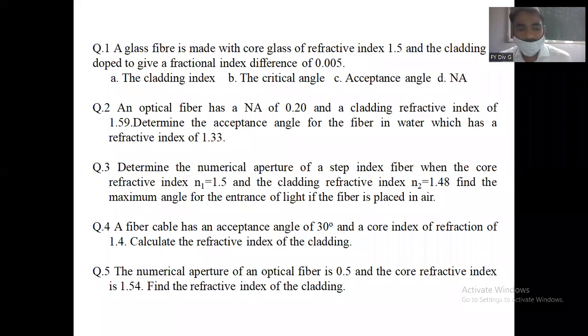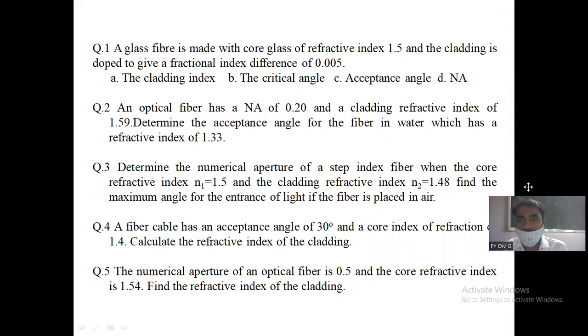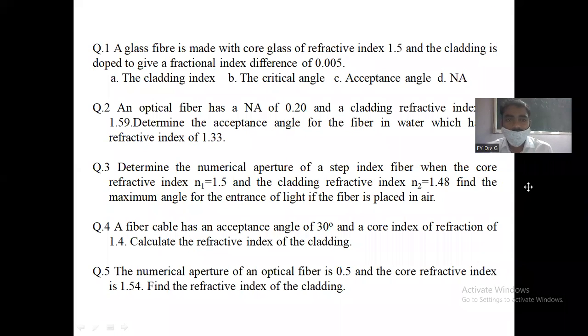Okay, so write down the first numerical. A glass fiber is made with a core glass of refractive index 1.5 and the cladding is doped to give a fractional index difference of 0.005. Find the cladding index, second, the critical angle, third, the acceptance angle, and the fourth one is the NA, that is the numerical aperture.